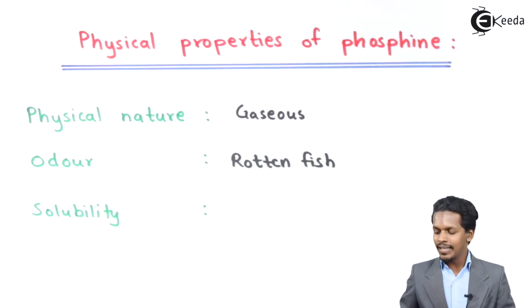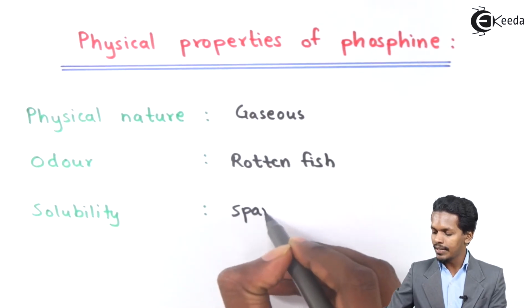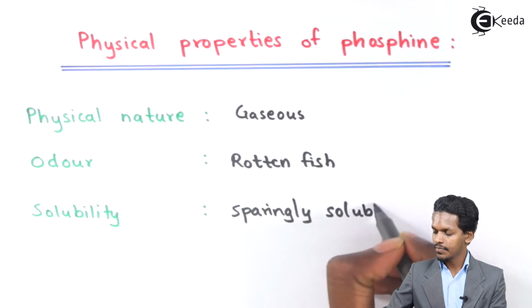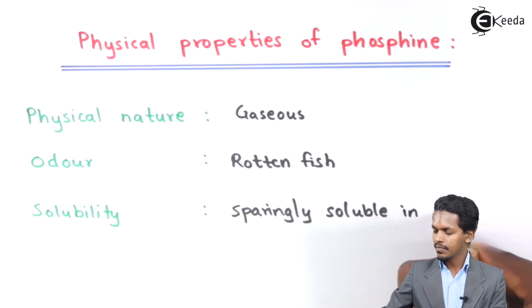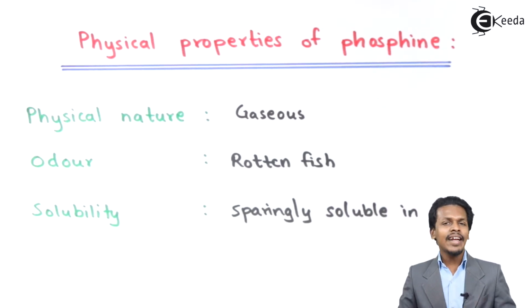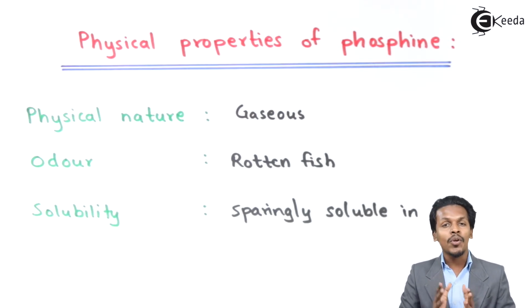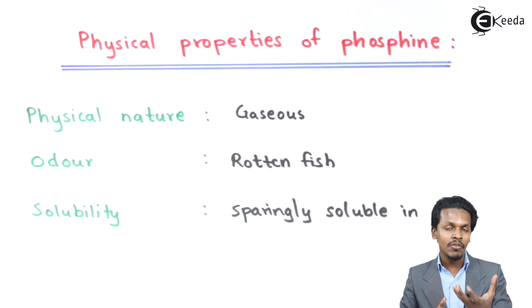And talking about the solubility, it is sparingly soluble in water. Unlike NH3, which is very soluble in water, the reason behind that is it can form hydrogen bonding with the water molecules. But phosphine is not very soluble in water because, since it is in a gaseous form, it never forms hydrogen bonding, and that's the reason it is not that soluble in water.